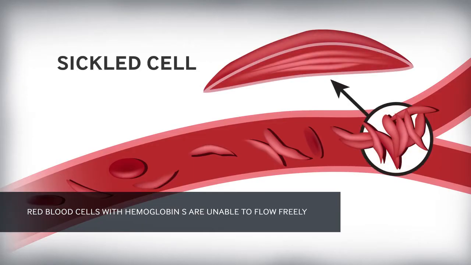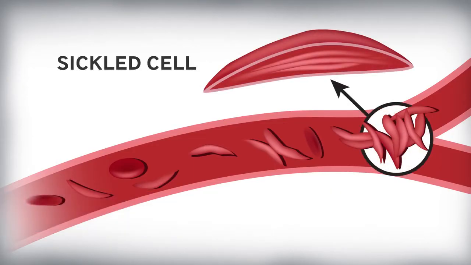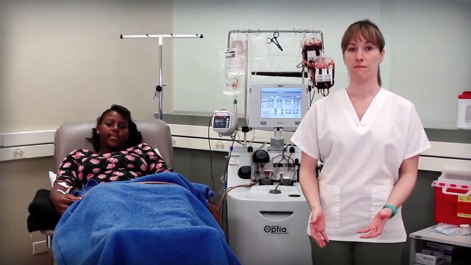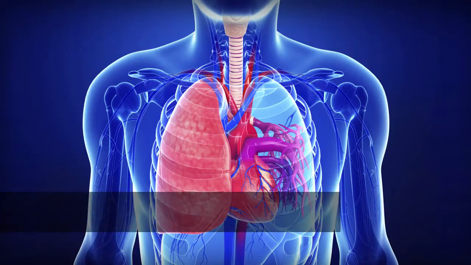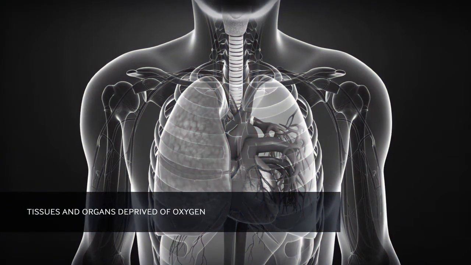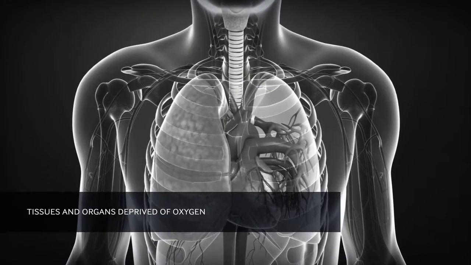The presence of hemoglobin S causes red blood cells to become misshapen and sticky, making it difficult for them to pass through the small blood vessels. As a result, the body's tissues and organs are deprived of the oxygen they need to function properly.